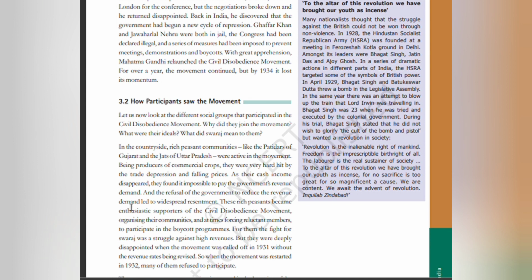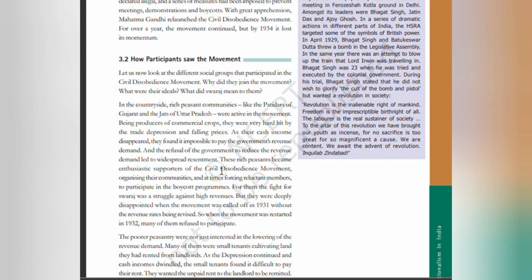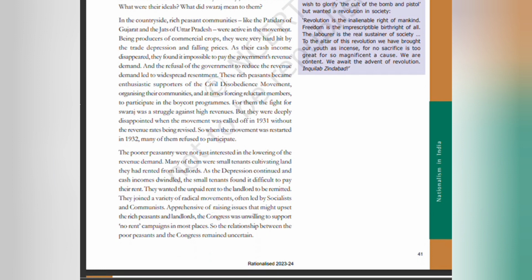These rich peasants became enthusiastic supporters of the civil disobedience movement, organizing their communities and at times forcing reluctant members to participate in the boycott programs. For them, the fight for Swaraj was a struggle against high revenues. But they were deeply disappointed when the movement was called off in 1931 without the revenue rates being revised. So, when the movement was restarted in 1932, many of them refused to participate.